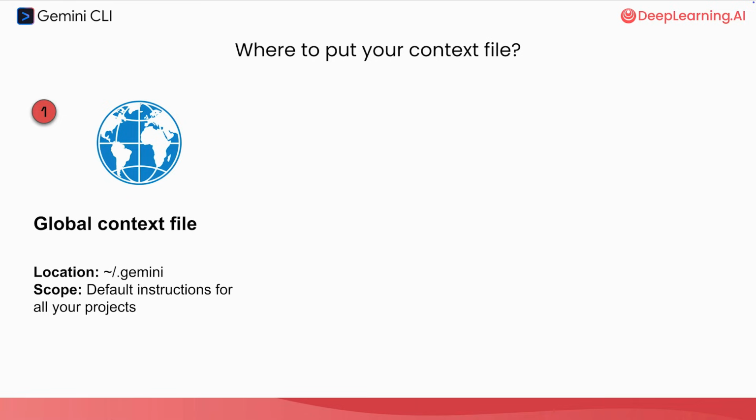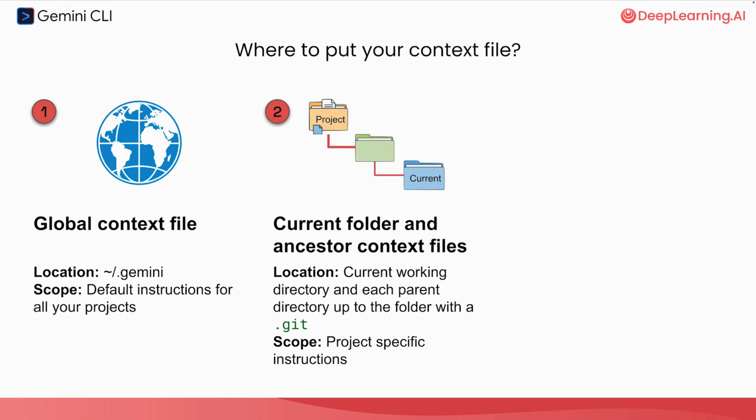So where do we put all of this context? Well, Gemini CLI reads context from files called gemini.md. You can have a global context file, so this is at your user level. So this would be instructions that apply to all of your projects that you want Gemini CLI to remember project to project. You can also have gemini.md files in a given project.